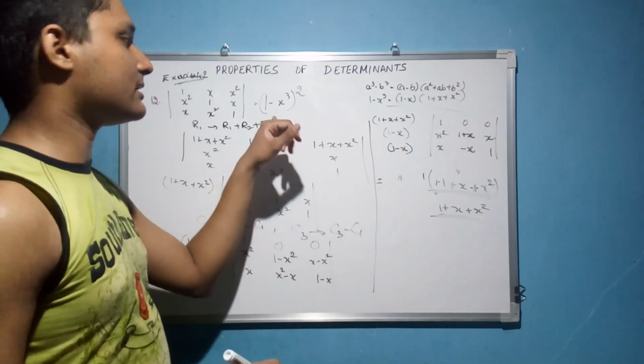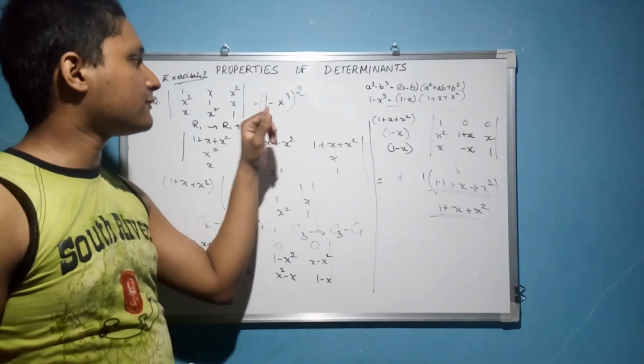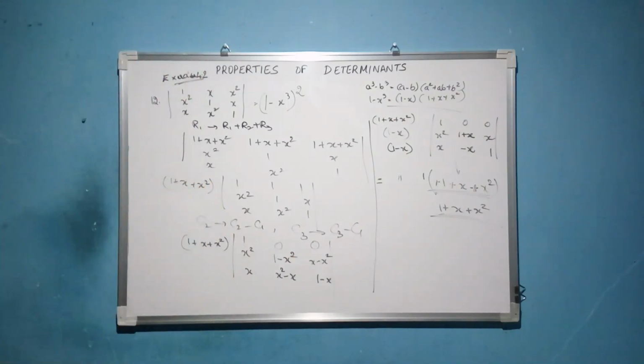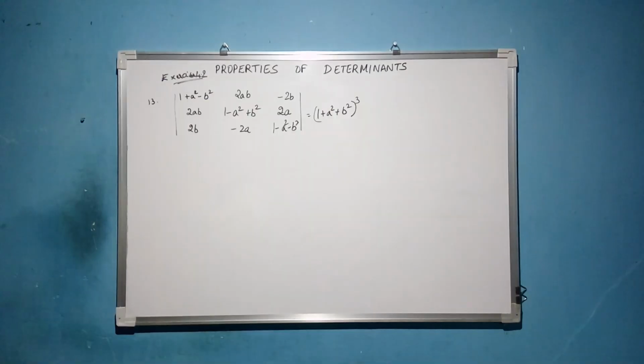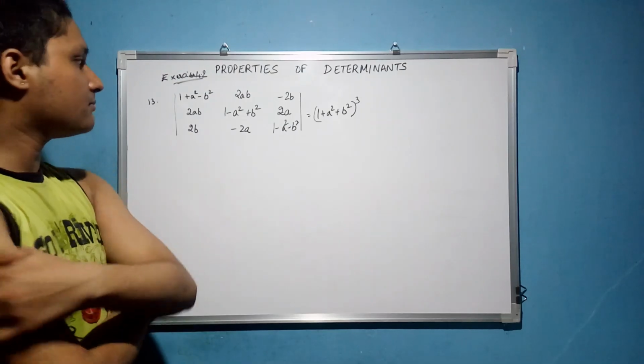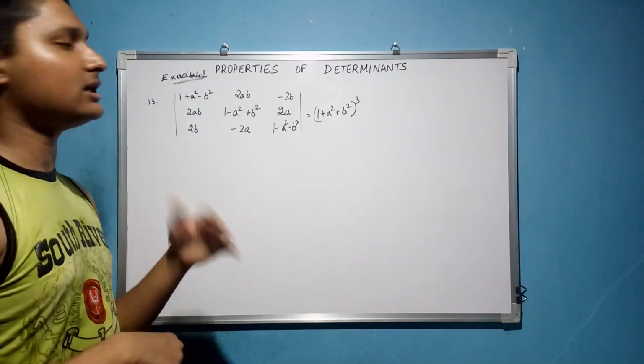By seeing these 4 terms, you can just tell that it is going to be the product of 1 minus x square and 1 minus x cube and 1 minus x cube. That's all about the 12th question. Moving on to the 13th one. Okay, we have a 13th question here. 13th question is also an important question because it is a little bit different when compared to the other ones.